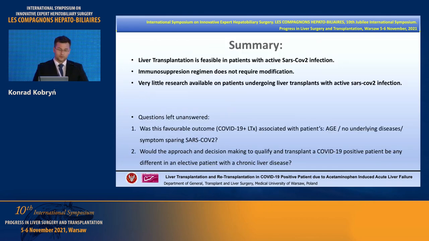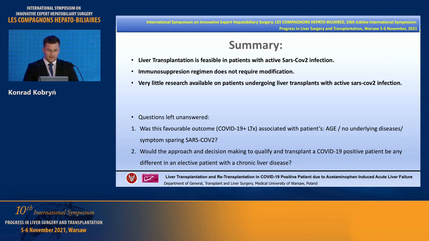So to conclude, liver transplantation is feasible in patients with an ongoing active SARS-CoV-2 infection. Immunosuppression regimen does not require modification. It was a typical immunosuppression standard treatment. And there's very little research available on patients undergoing liver transplants with active SARS-CoV-2 infection. A lot of the papers published actually are on the post-operative period.